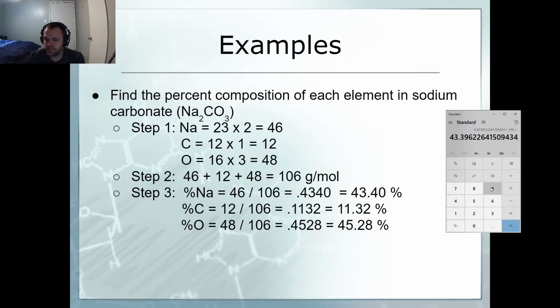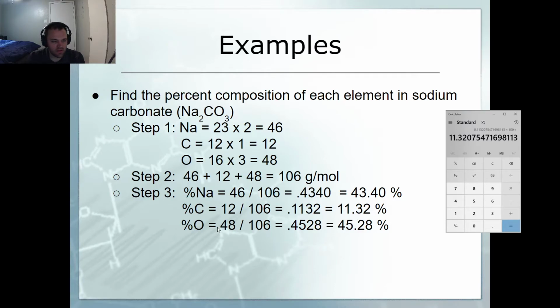All right. You do the same thing here for the carbon. So you'll take the number we got up here in step 1 for carbon, which was 12, divided by our total molar mass. So 12 divided by 106, and then times 100. That comes out as 11.32%. That's what we've got here.